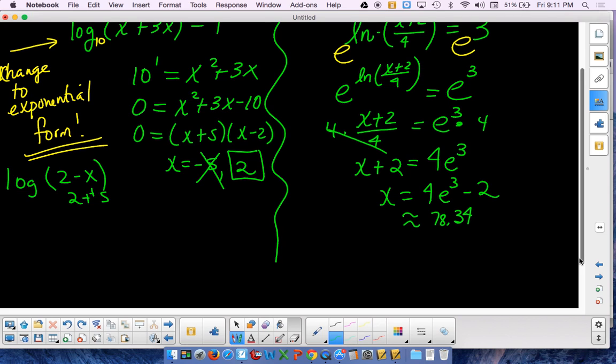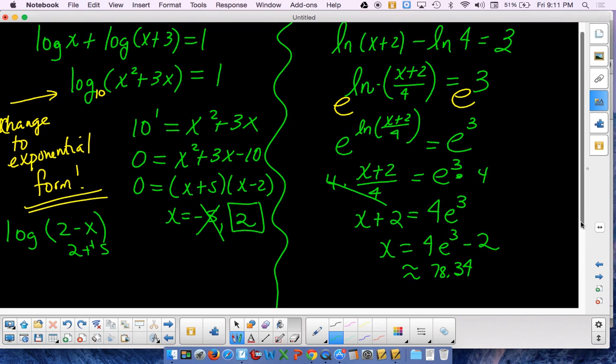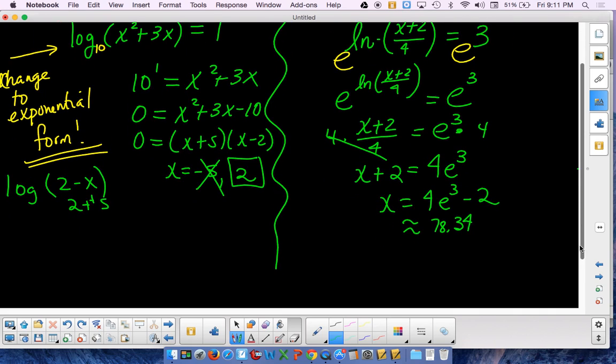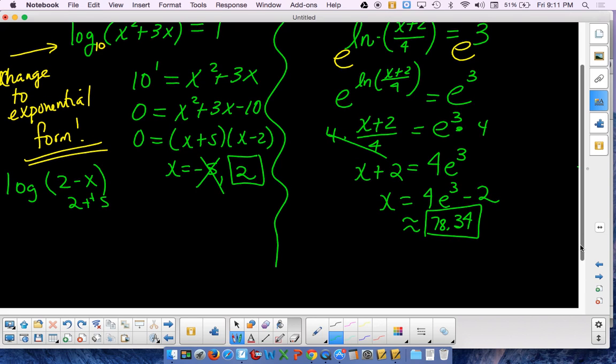Do I have to check my answer? And the response would be yes, I do. I still have to make sure that that number will give me a positive value. So if I go back to the top problem and I put 78.34 in for x, will it maintain a log of a positive number? And yes, it does. So that is indeed an acceptable answer. So anytime you want to get rid of natural logs, you can just use e's on both sides.